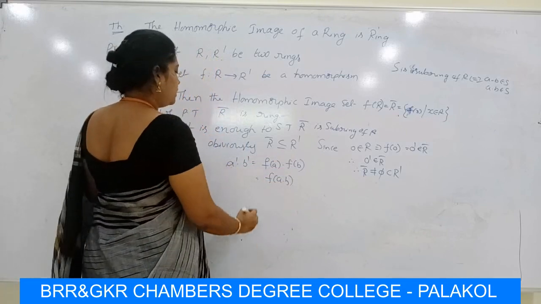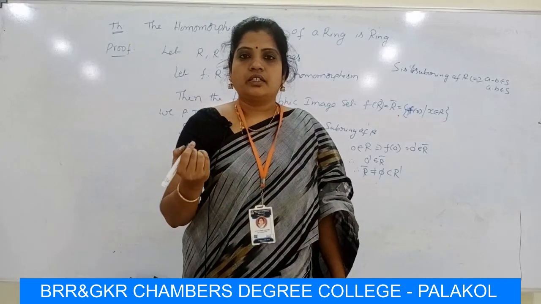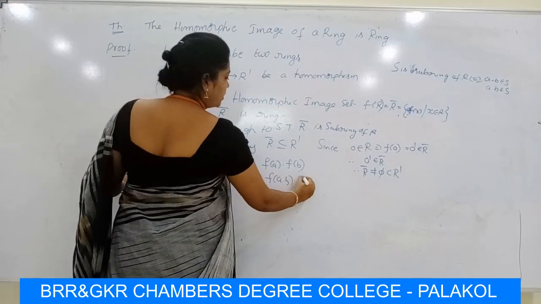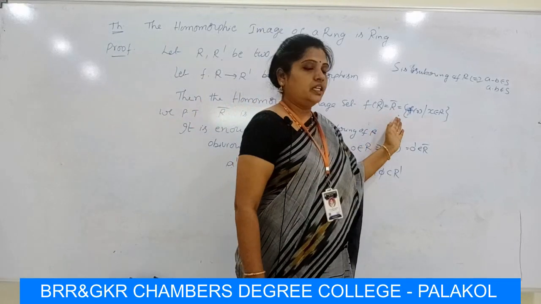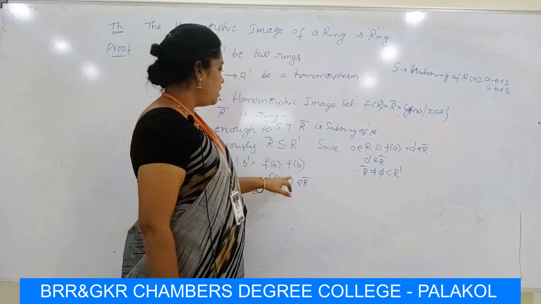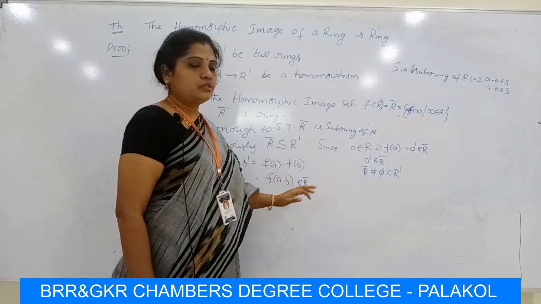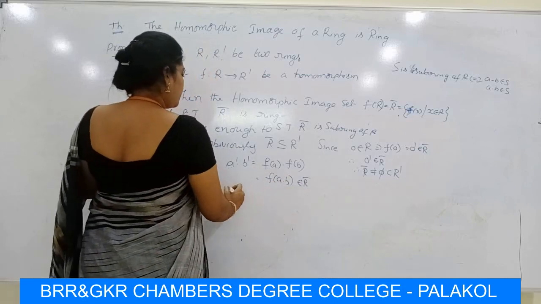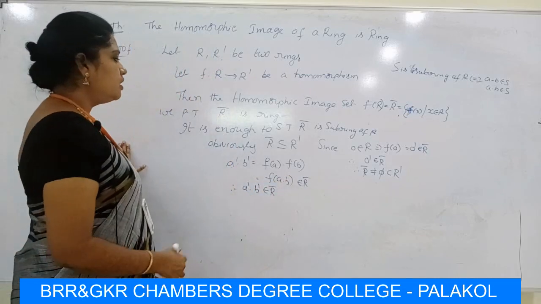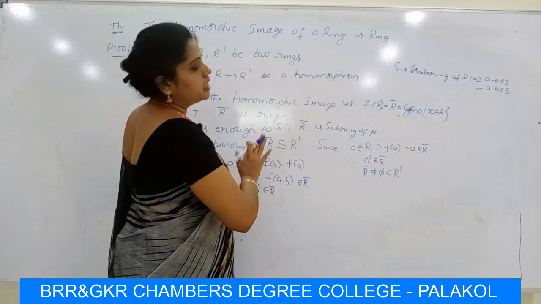So F of A dot B. Here A, B are elements of R, then A dot B also belongs to R. Then its image F of A dot B belongs to R bar. R bar is a set which contains the F images of those x's belonging to R. So here A into B belongs to R, so its F image F of A dot B also belongs to R bar. Therefore A dash into B dash belongs to R bar. Then the second condition is also proved. So then S is a subring of R.